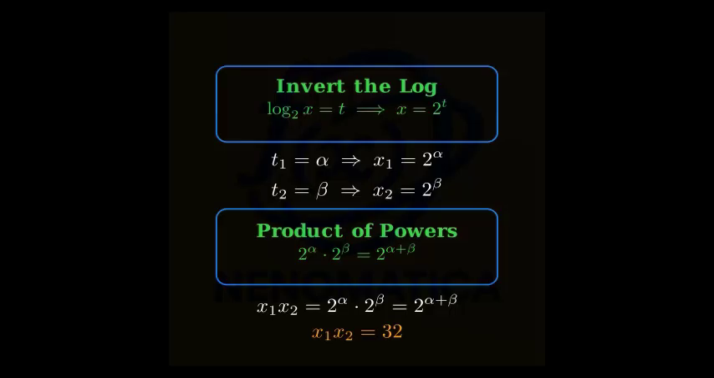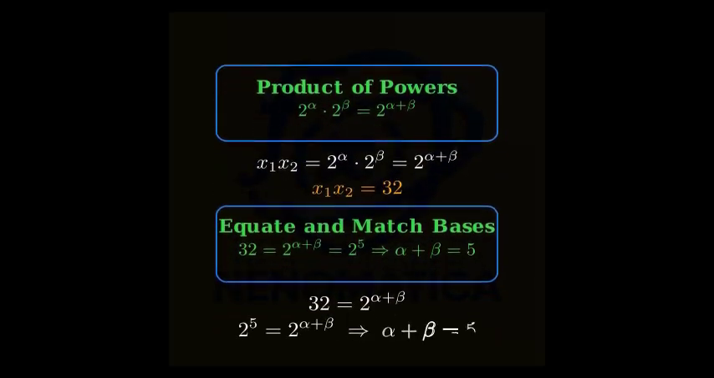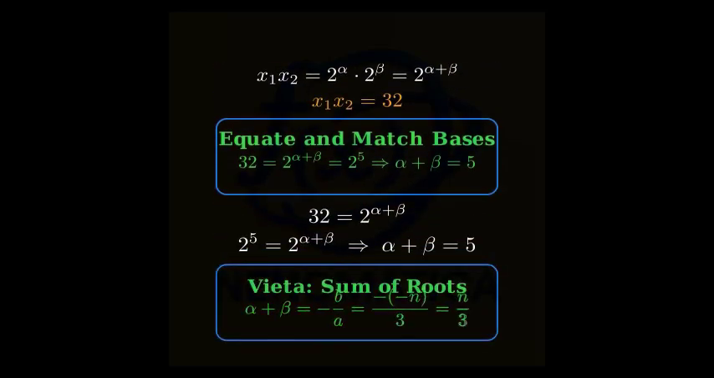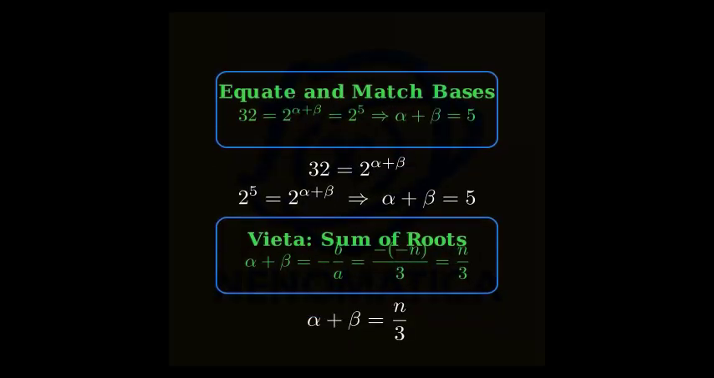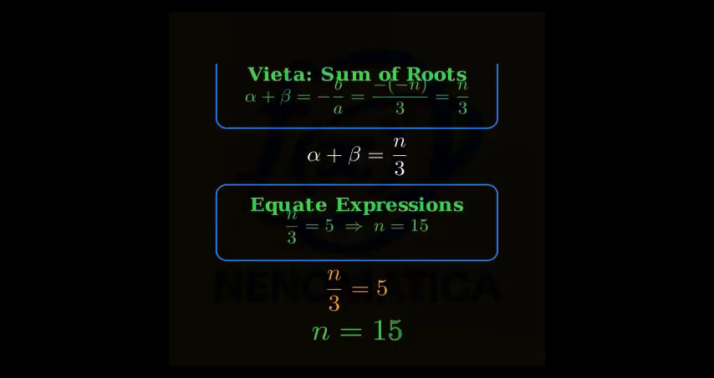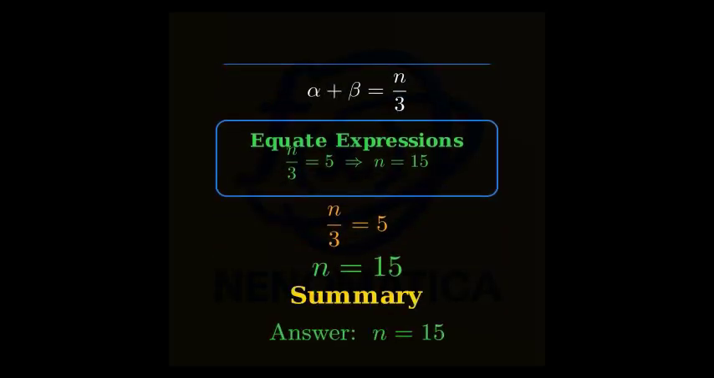solutions equals 32. Step 8. Equate the two expressions for the product. 32 equals 2 to the alpha plus beta, so alpha plus beta equals 5. Step 9. Use Vieta's formula for the sum of the t roots. For 3t squared minus n t minus log base 2 of 13 equals 0, the sum equals negative b over a, which is n over 3. Step 10. Set the two expressions for alpha plus beta equal and solve for n. Therefore, the required parameter is n equals 15.